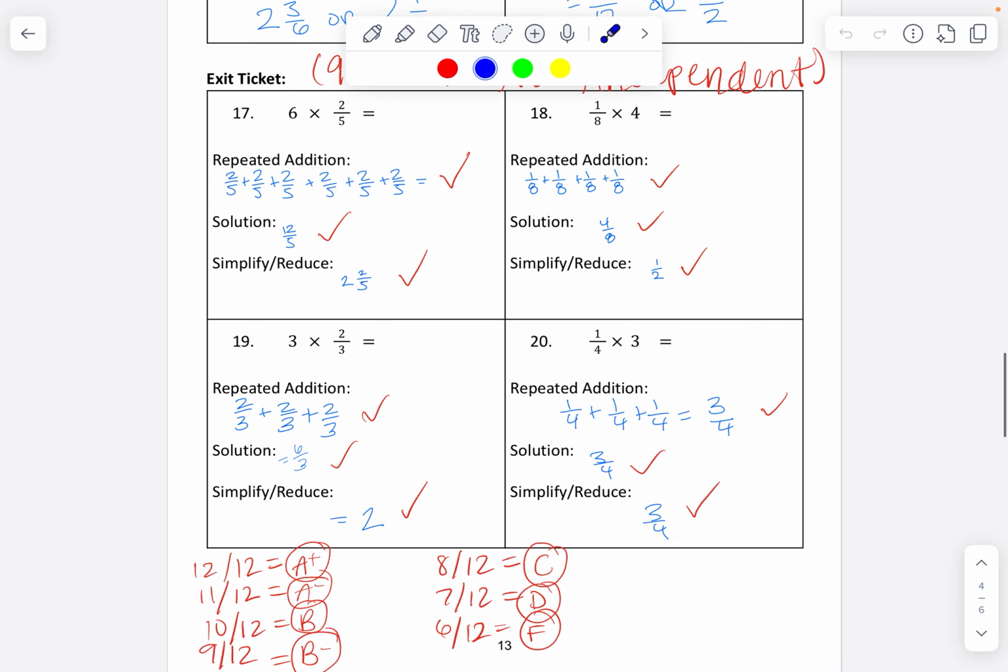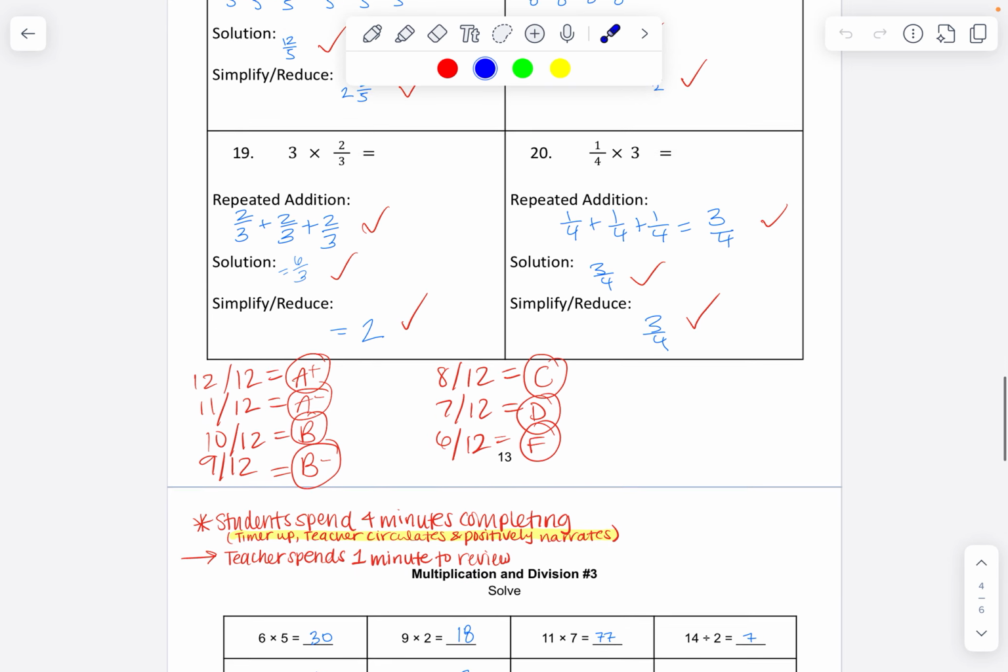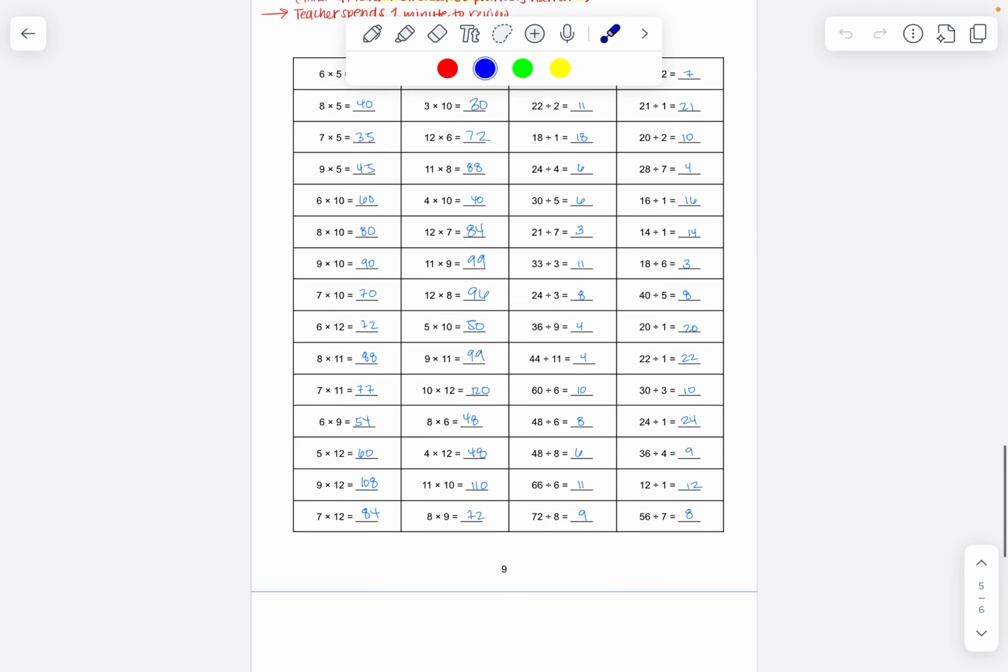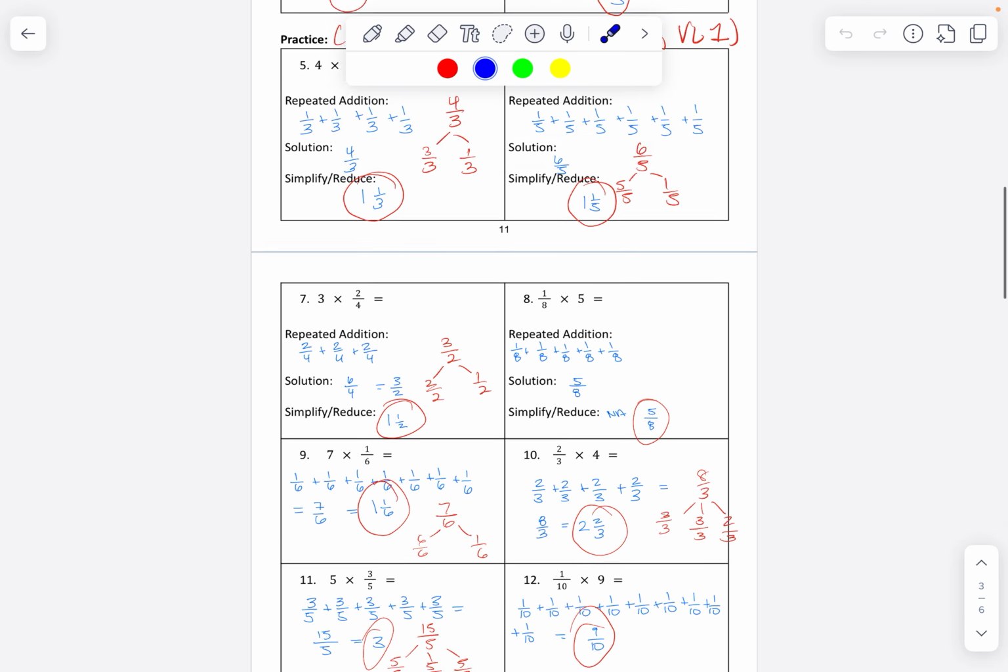Each question on the exit ticket is a total of 3 points because there are 4 questions. It is 12 total points. And here's your grading scale. I also want to note that the sprint is at the bottom of each of these pages now, or each of these packets now.